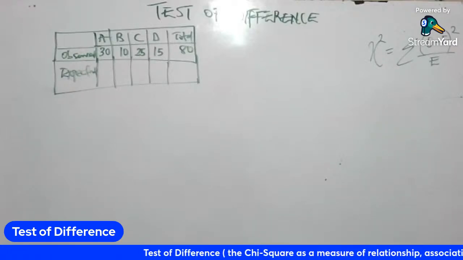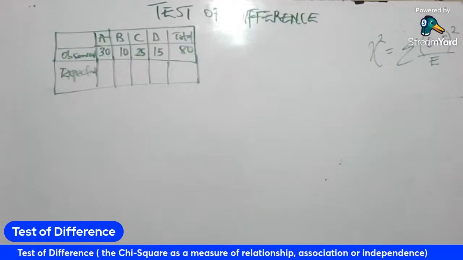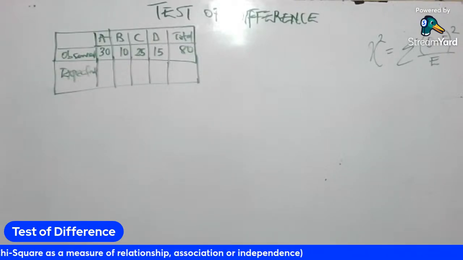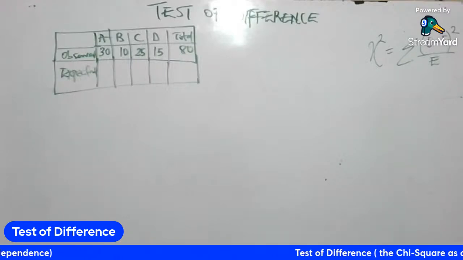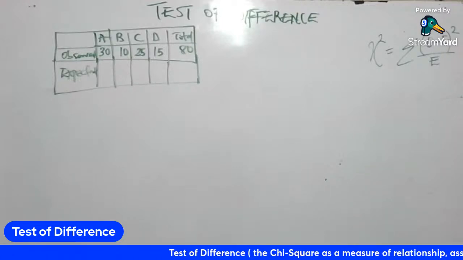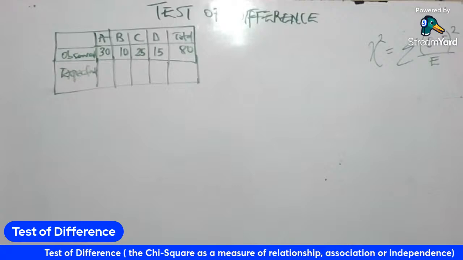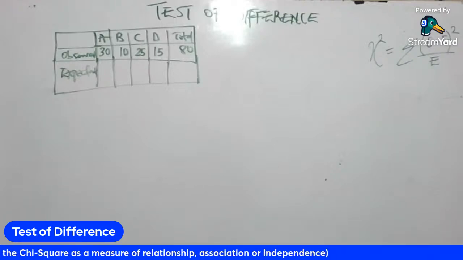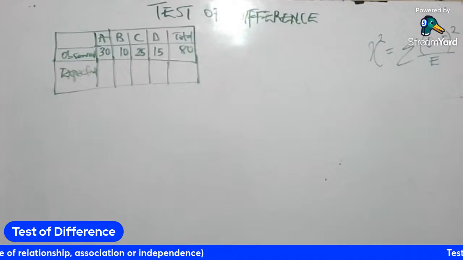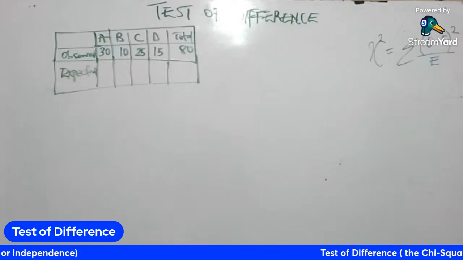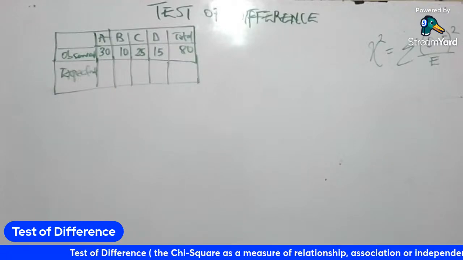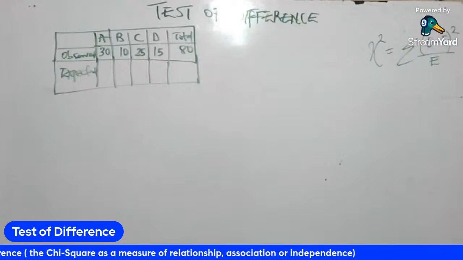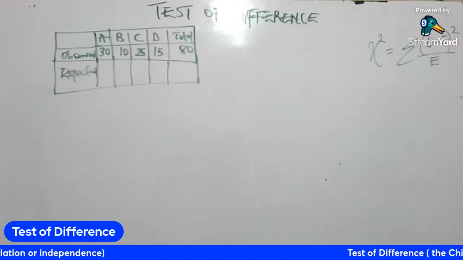It's talking about a sales promoter that is advertising brands of a powder soap, labeled A to D, among 80 prospective buyers. Thirty of them opted for the first brand, brand A. Ten of them opted for brand B. Twenty-five of them opted for brand C, while 15 of them opted for brand D. So we want to test the hypothesis that the four brands are not equally attractive to the buyers at all.